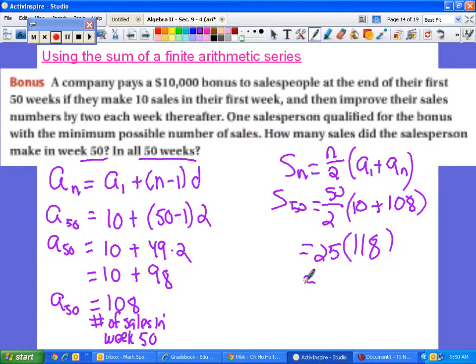Did anybody do that? 2950 is the number of total sales. And that, as they say, is that. There's two answers to the question. Two questions, two answers. So your first answer is how much they made in week 50, and then this is the total in all 50 weeks. Okay, does anybody have any questions?